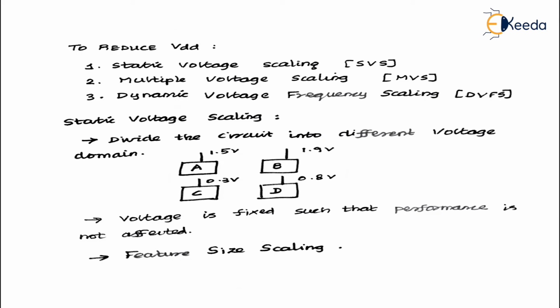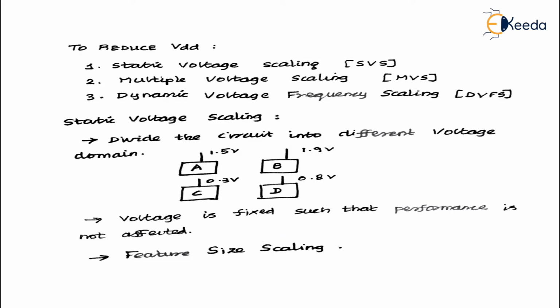So in power distribution scheme, I have three different approaches, which is static voltage scaling, multiple voltage scaling, and dynamic voltage frequency scaling. So the first thing is SVS, which is static voltage scaling, the second is multiple voltage scaling, and the third is dynamic voltage frequency scaling. So what is the first approach?